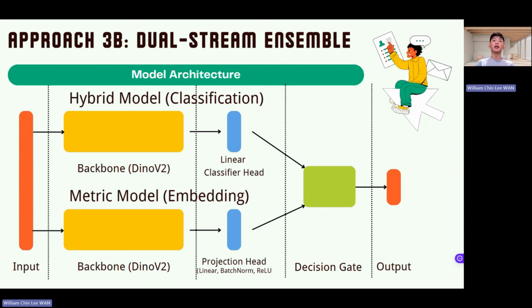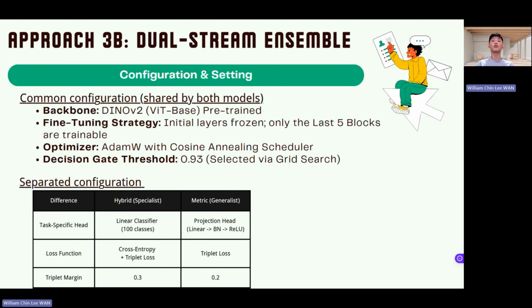This stream fits into a dynamic decision gate. This module automatically decides which model to trust for each image, switching to the generalist only when the specialist is unreliable. To configure this, I utilize the DINOv2 backbone for both streams. I froze the initial layers and only fine-tune the last 5 transformer blocks, which allows the model to adapt to our herbarium data without losing pre-trained knowledge. I also tuned the specific decision gate threshold of 0.93 via grid search.